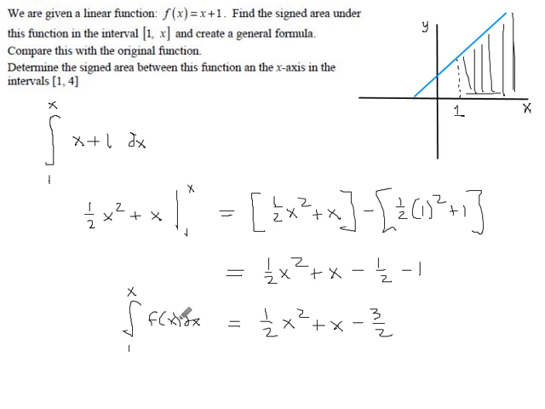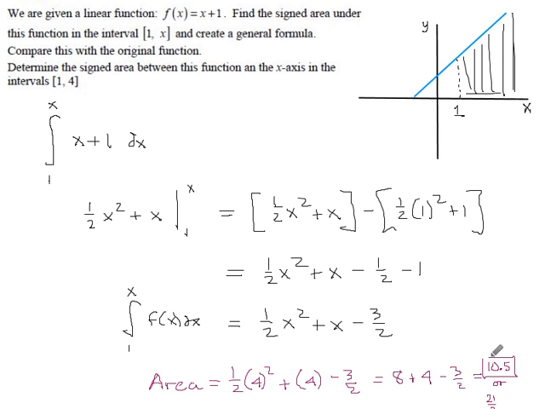So if x is 4, then the area would have to be 1 half of 4 squared plus 4 minus 3 over 2. What is that? 4 squared is 16, half that is 8, plus 4 minus 3 over 2. 8 plus 4 is 12, minus 1.5 is 10.5. So you can either say 10.5 or the fractional version would be 21 over 2, I guess. I'll take the decimal if it's up to me.